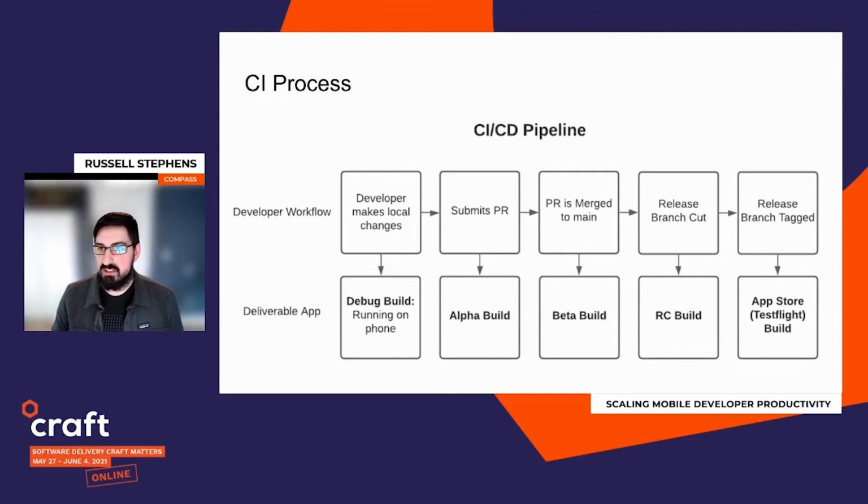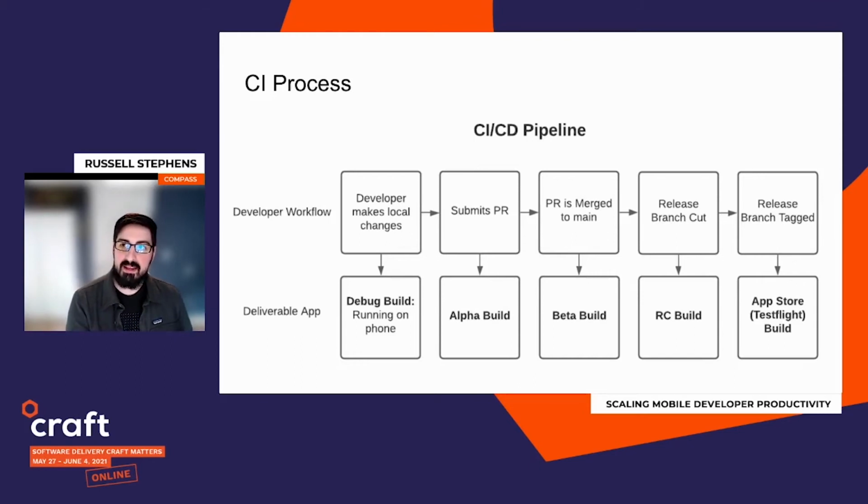For each change that a developer might make or a change in our workflow, there's some sort of corresponding continuous delivery output available. Say you're a developer making a change locally in Xcode, you can run that on the phone and see whether or not it meets your sniff test. You could submit a PR and we'll generate what's called an alpha build. That PR can be merged to main, and that will trigger a beta build. When we go to cut the release branch, we trigger what we call a release candidate, or an RC build.